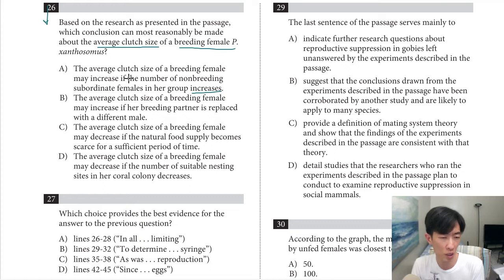I'm not sure about that, because what were the non-breeding subordinate females doing that would help her clutch size increase? So I have no idea. I don't remember anything about that.